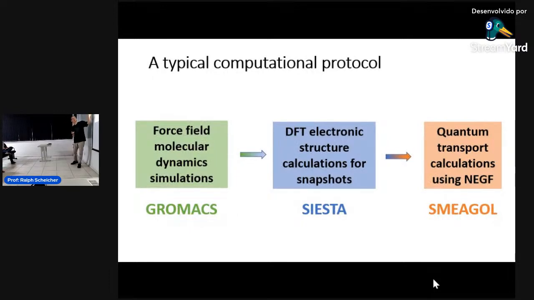So, summarized again what I was just saying, we start with molecular dynamics simulations. In many of our studies, we have used GROMACS, a simulation program. We use this to calculate the electronic structure using density functional theory for certain selected snapshots. Often we use SIESTA for this one, but not exclusively. And then we feed the results from DFT calculations into the code for quantum transport calculation using this non-equilibrium Green's function method. And yeah, in the past, we have often used Smeagol for this one.